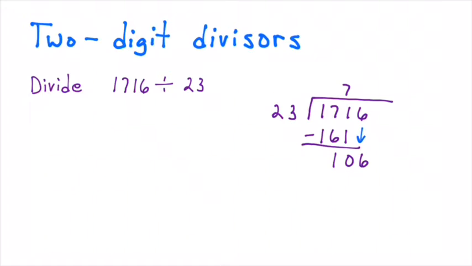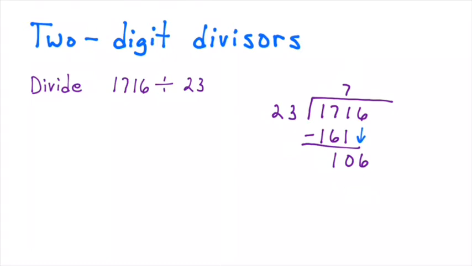Pull down the 6, and now how many times will 23 go into 106? Well, you could kind of use the same strategy that we used before, and you could say, well, 2 will go into 10 5 times. That would not be a bad guess. But when you multiply back, you'll find that that gave us too big of a number. So we're going to have to drop it down to 4.